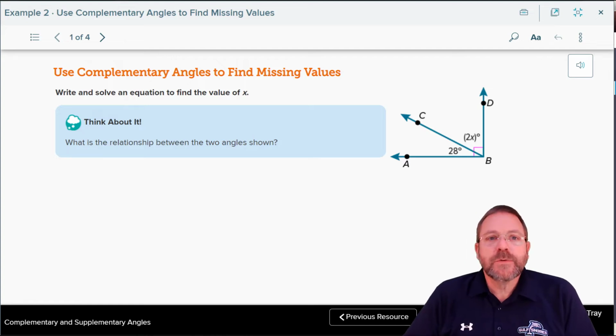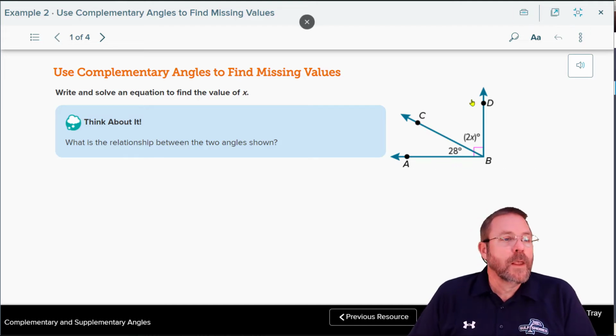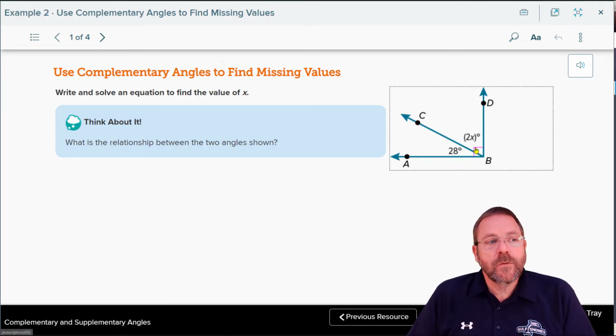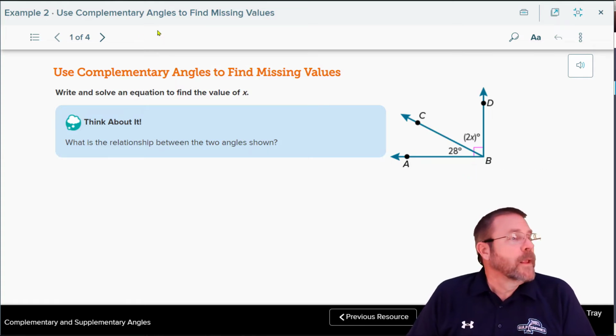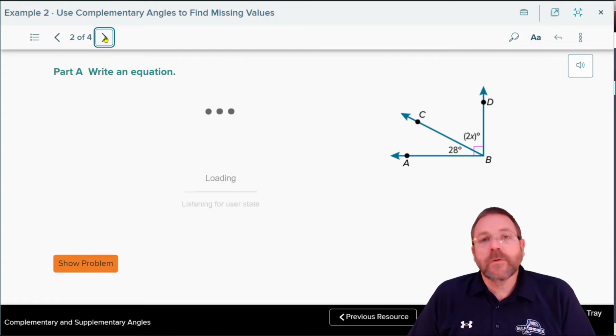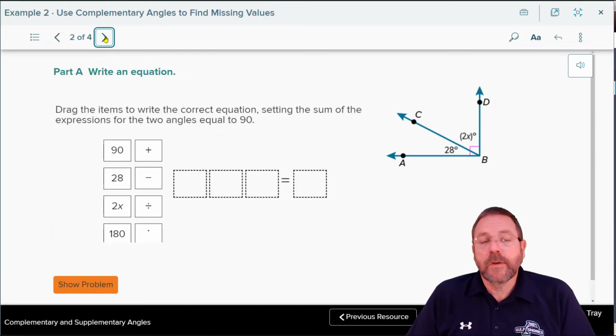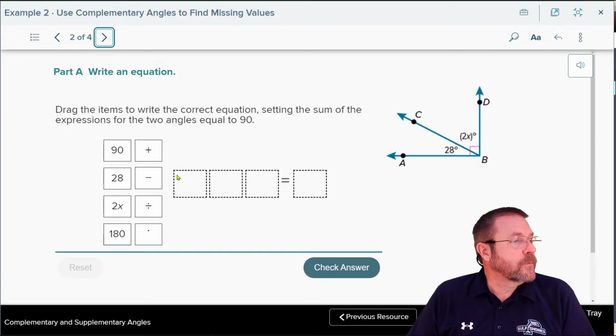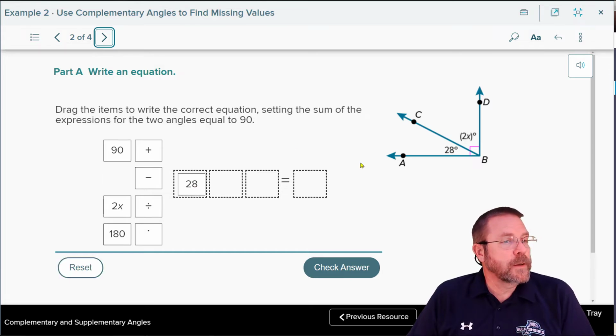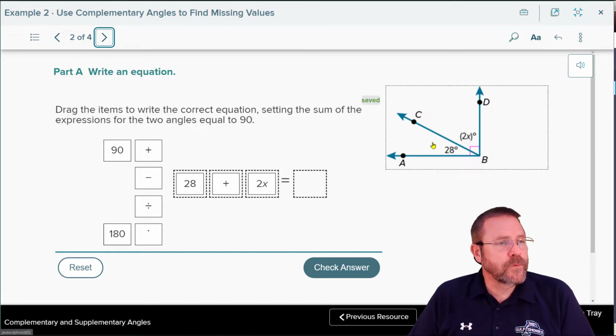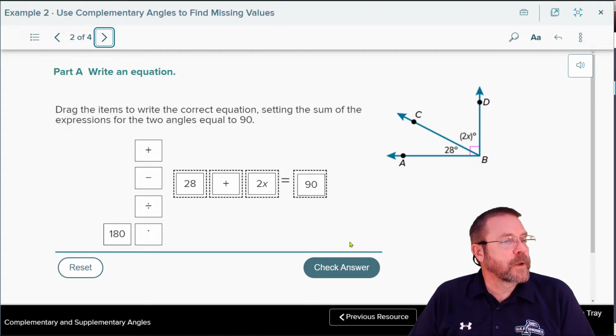And that leads us to example number 2, where they want us to find the value of x in this set of complementary angles. Of course, we can see it makes a right angle. That little red square tells us it's a right angle. We know that the two of them added together is going to equal 90 degrees. So we need to set up our formula. I'm going to start off with the 28-degree angle right here. I'm going to add to that the 2x, and those two angles together are going to equal 90 degrees.